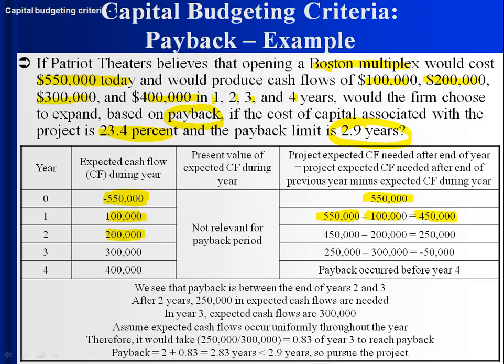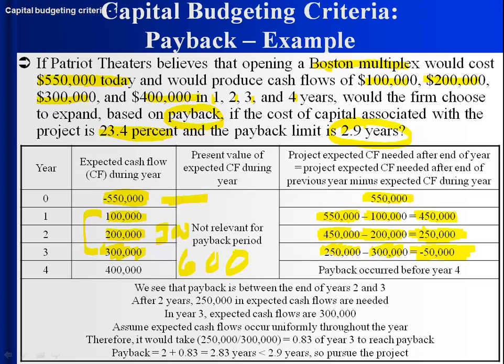Year two, they expect 200. At the beginning of the year, they need 450. Expect 200 during the year. They're still 250,000 short. And again, you can see that 100 plus 200 is 300. If they need 550 and they only expect 300 through the first two, they'll be 250 short. Year three, they expect 300. They went into the year needing 250 and they expect 300,000. So in 3 years, they will have overshot it by 50,000. And again, you can see in the first 3 years, they expect 600,000. They only need 550, so they're over by 50.